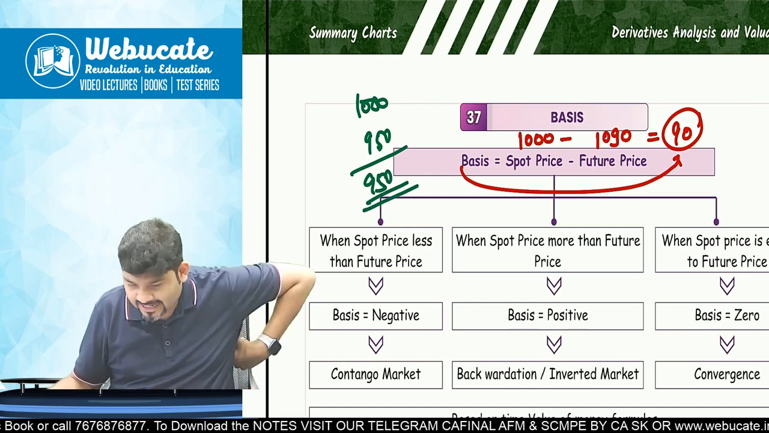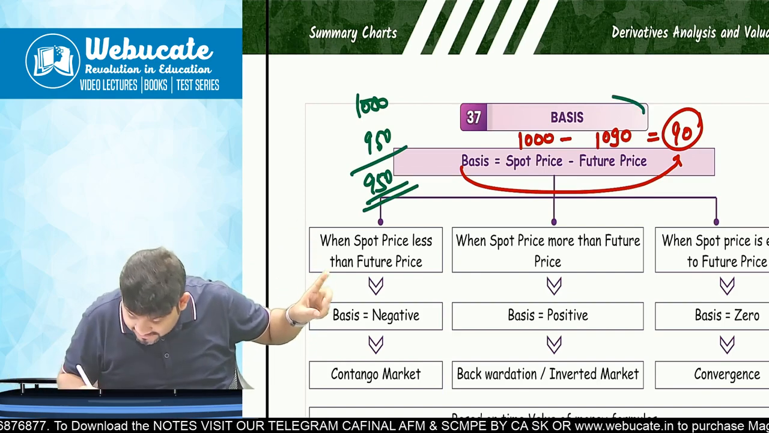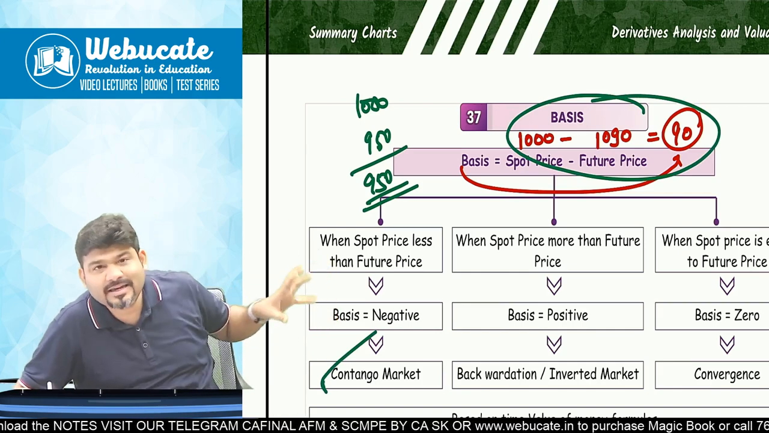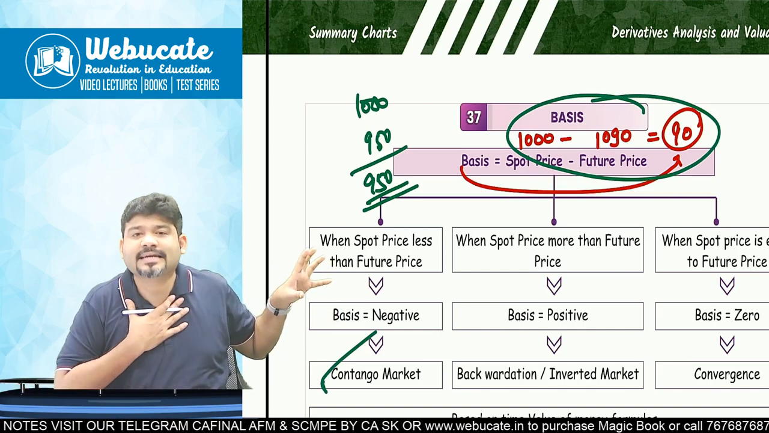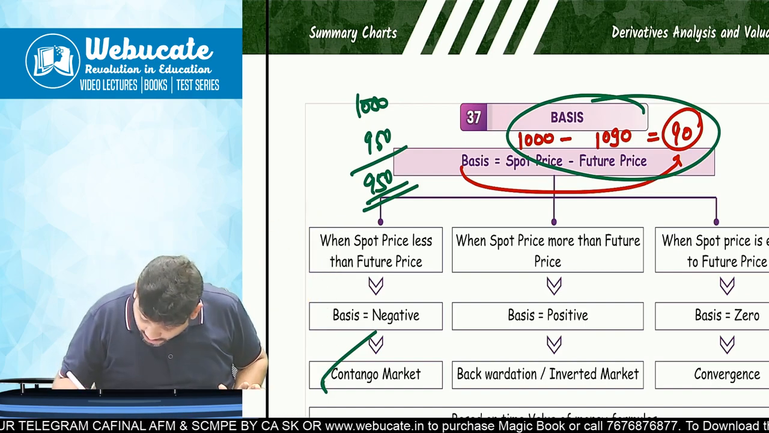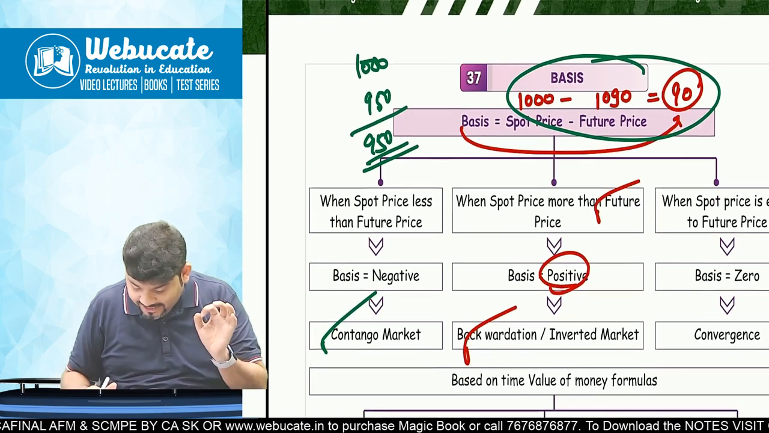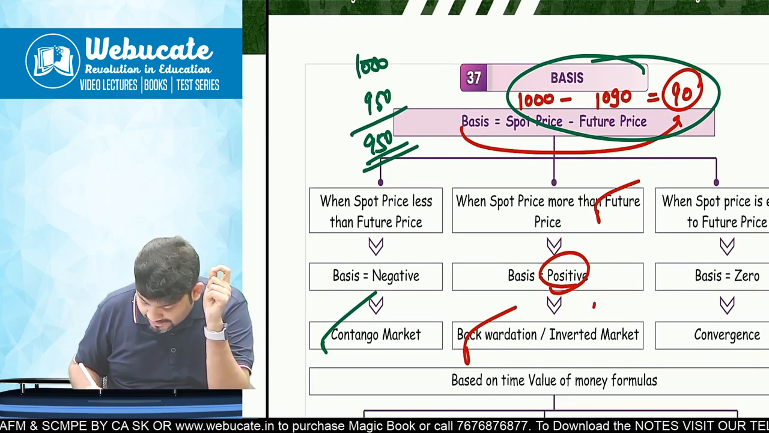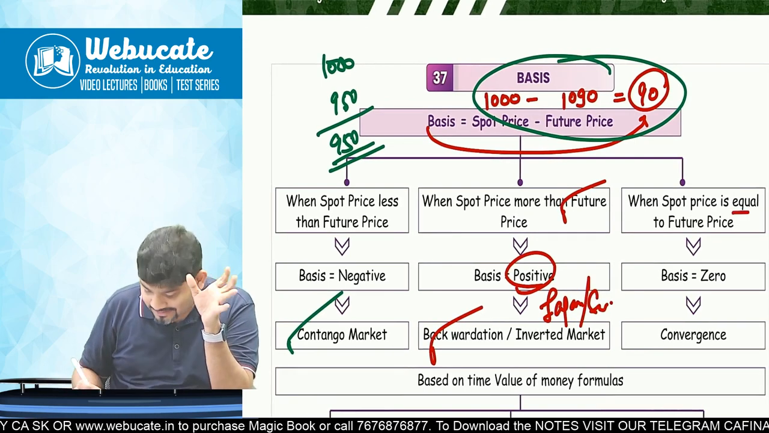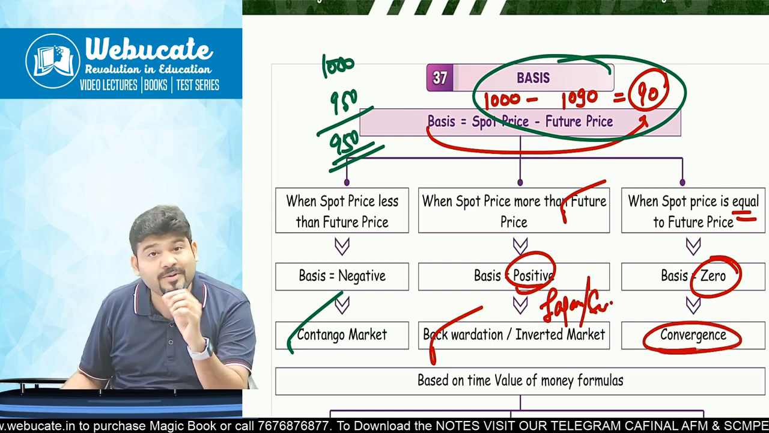Are you understanding, guys? So if spot price is less than the future price, which is our scenario, we will say it is a contango market. Basis is negative. In India, there is a contango market. When the spot price is more than the future price, basis is positive, it is called a backwardation or inverted market. You can say Japan or Switzerland are the examples of this. But when it is equal, then the basis is going to be zero. It is going to be a convergence market.